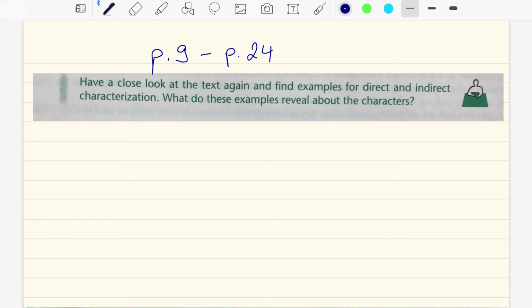I will show you some examples as a solution in a moment, but you should really try to find some yourself, because only then can you learn what direct characterization actually means and what indirect characterization means. Okay, stop the video here, look at the text, try to find examples. I'll see you in a minute.